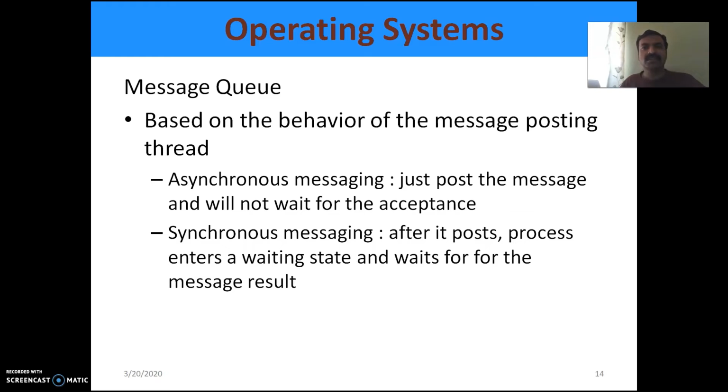Asynchronous messaging just posts the message and will not wait for the acceptance. It will go for the next process and so on. Whereas in synchronous messaging, when a process posts the message, it enters into a waiting state where it waits for a reply. So it waits for the message result and then only it will move further. So these are the two types of message queues.